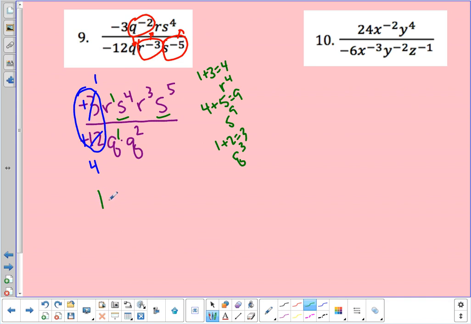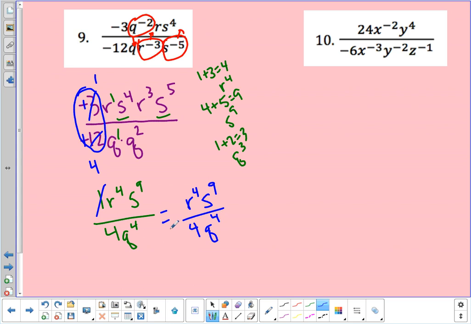We have 1, r to the fourth, s to the ninth. On the bottom, 4, q to the third. Now again, this is a perfectly fine answer, but you wouldn't see it like that on a multiple choice test because we don't need that 1. It's not doing anything for us. So r to the fourth, s to the ninth over 4q to the third. Whew, there we are. Number 10, rock and roll.